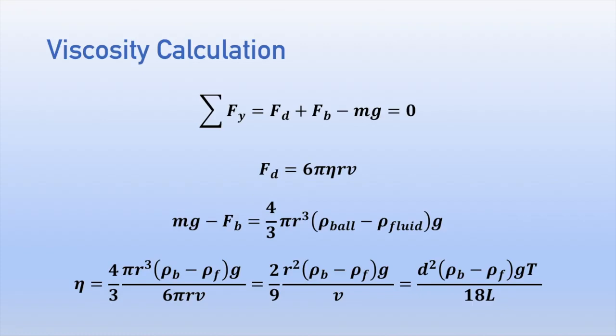Now to make this more applicable to the experiment described, we can substitute the radius and the velocity out of the equation and find that the coefficient of viscosity is equal to d, the diameter, squared, into the density of the ball minus the density of the fluid multiplied by gravity multiplied by the time over 18 times the length. Now the time here is the time for the ball to travel through the length in the denominator. And this is how we were able to find viscosity. It's very simple and can be done in almost any laboratory or classroom.